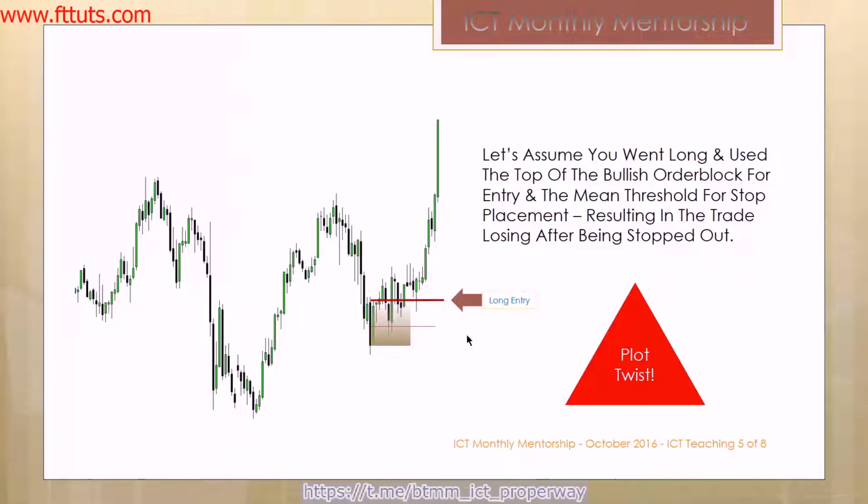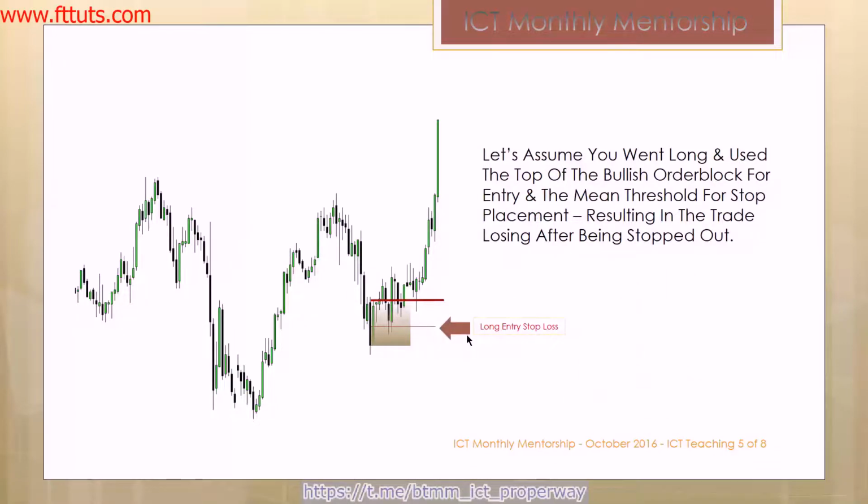Now, assuming that we took that long position and our stop was below the mean threshold and it hit our stop, let's assume for a moment that our maximum leverage and risk on the trade would be a full 2%. Well, that means we'd have to take another look at this same trade and reevaluate whether or not it's something we can still trade.